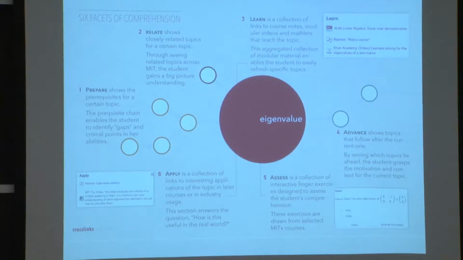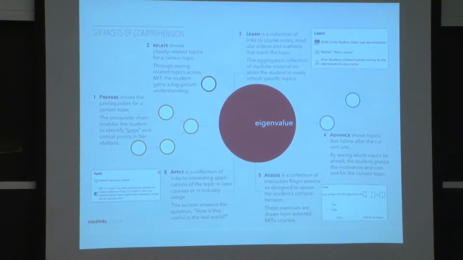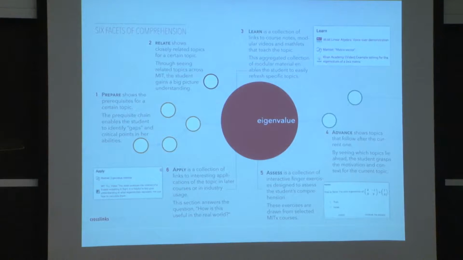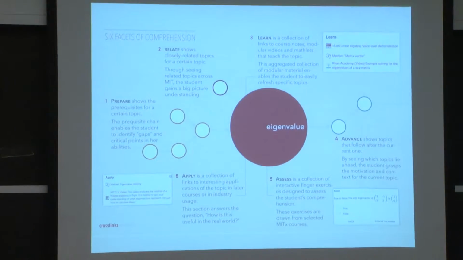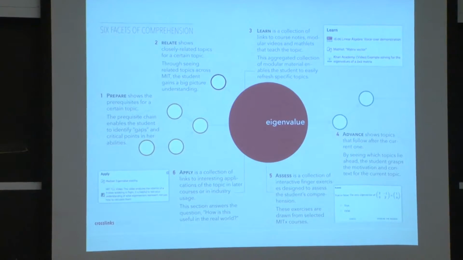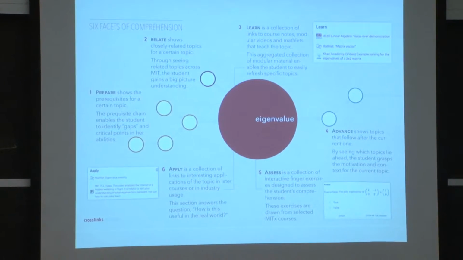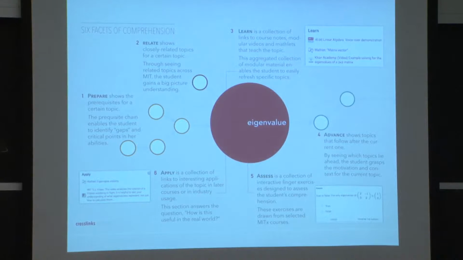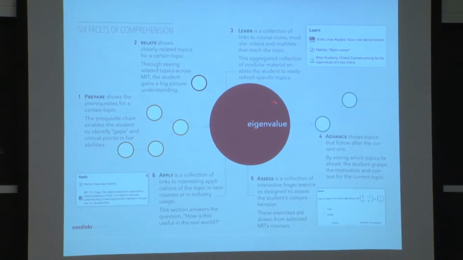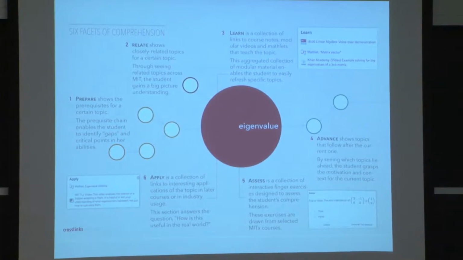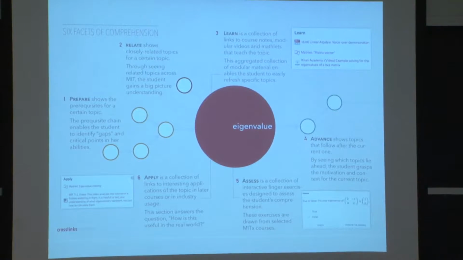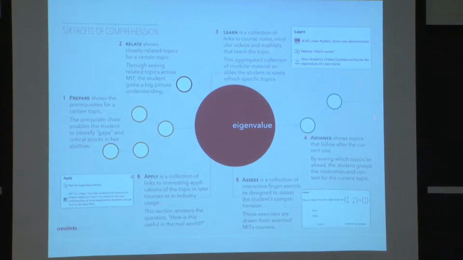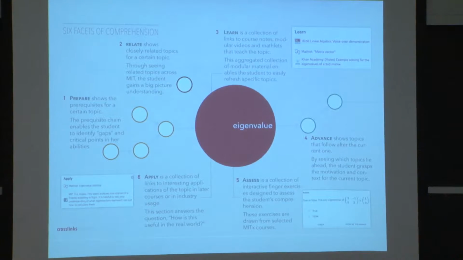Okay, so here's an overview, and I'm going to walk you through the pieces. Don't try to read the words on this slide. We're going to zoom in on it. But what you'll see is that whereas in mitosis, the central fundamental unit was an outcome, in crosslinks, the fundamental unit is a topic. And here the topic is one of my favorites, eigenvalues, because they're just everywhere. So what you're going to see is that we have 6 verbs that we apply to a topic. Prepare, relate, learn, advance, assess, and apply.